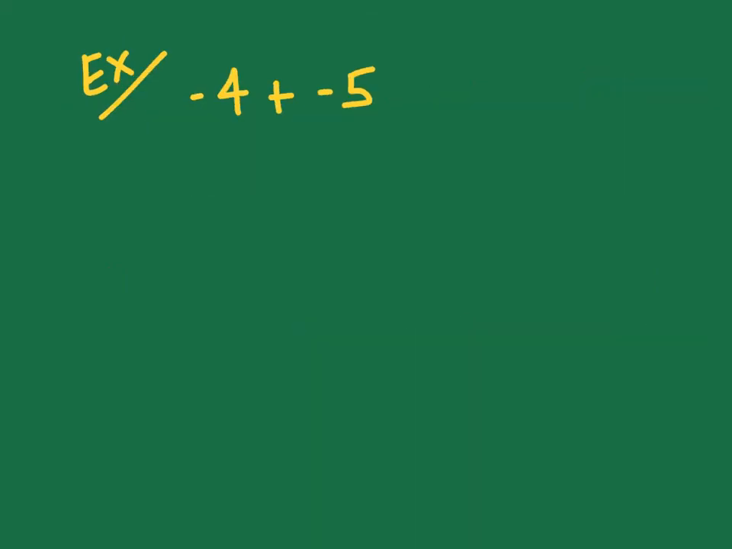Now, in this example, I'm going to do -4 plus -5. You could also see it by using parentheses, saying parentheses -4 plus -5, or you could see it by using -4 minus 5, okay? Either way, all three of these things represent the same thing. So again, let's draw a number line.